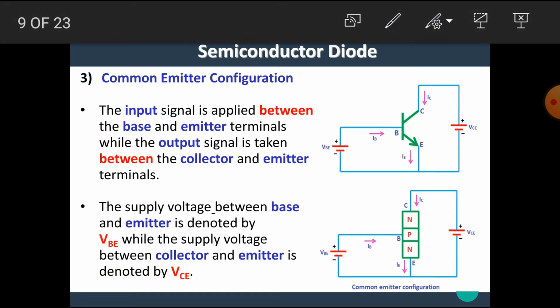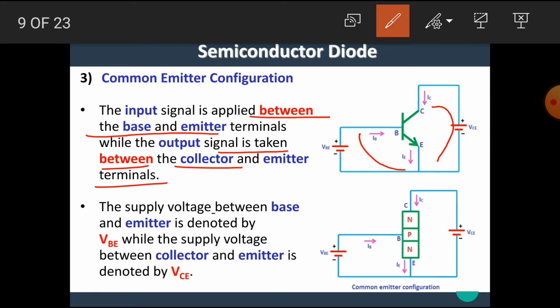Okay, now let's see in detail the common emitter configuration. The input signal is applied between the base and the emitter, while the output signal is taken between the collector and the emitter terminals. The supply voltage between base and emitter is known as VBE, and the supply voltage between collector and emitter is known as VCE.